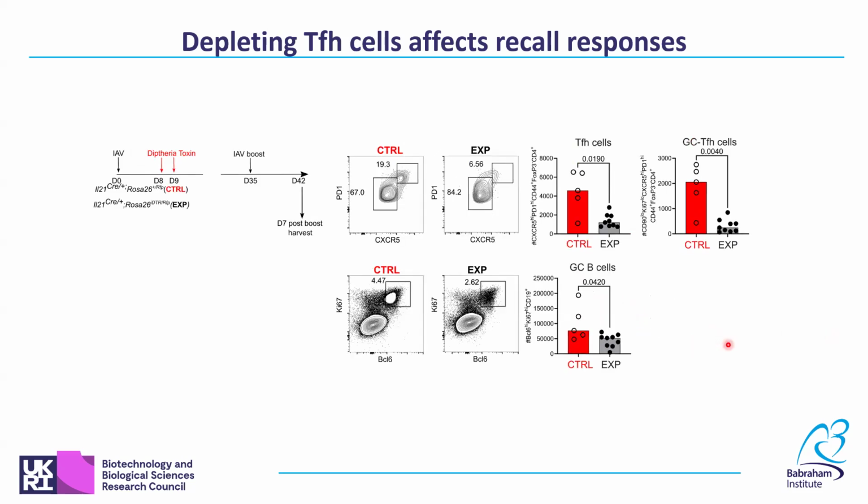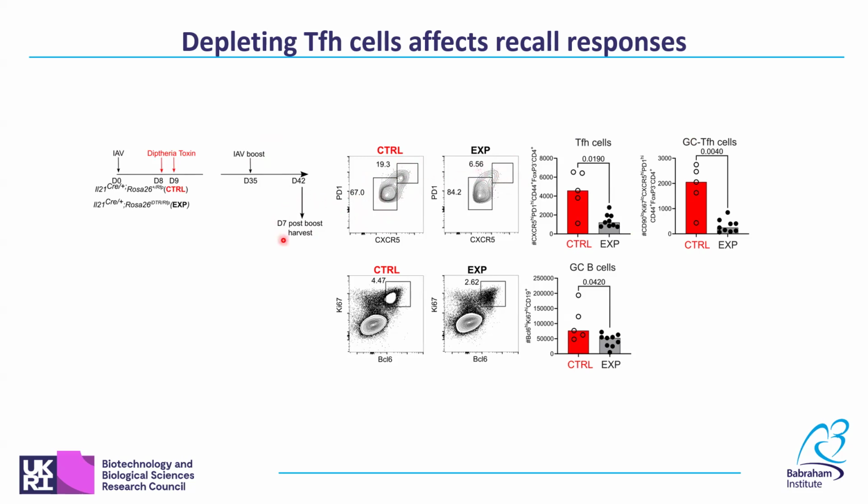So then we asked how this would affect these mice if we gave them a reinfection with flu. So we've given them flu, we've deleted the germinal center at days 8 and 9, and then 5 weeks later, we've given them a boost to look at their recall responses. So here, if we look at the TFH cells, we can see we've got this lovely population in our control mice, but it's not really there in our experimental animals.